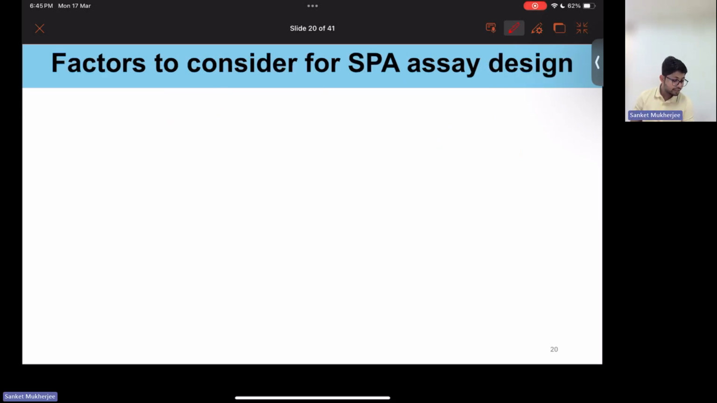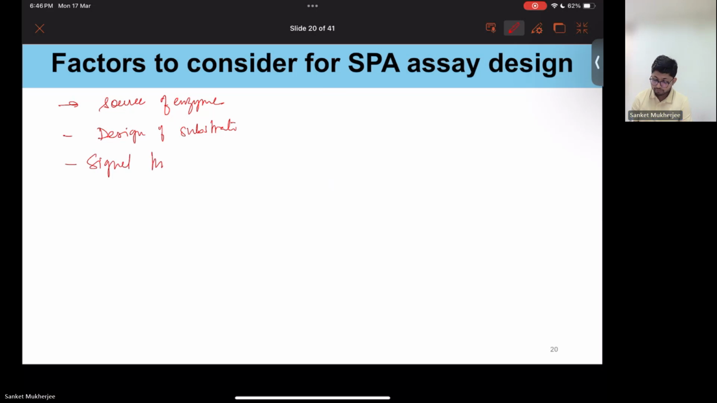Now, how to design an SPA assay? So the factors would be, let's say, the source of enzyme. Fine. There could be the design of substrate. It's common for all types of assays, actually. Signal increase or signal decrease. What are you measuring? That is, you need to know. On or off bead.